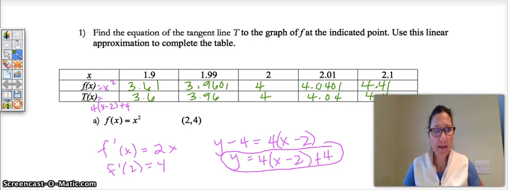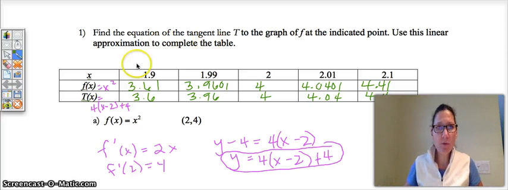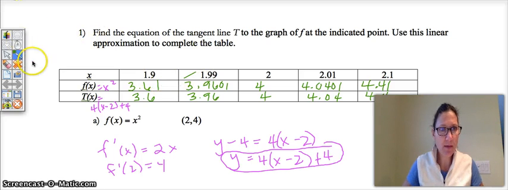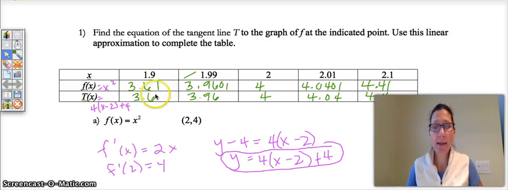All right, so I am back, and if you look at this, you should compare your values in your tables versus mine. Now, what's really interesting is, if you look over here on the parabola, the y value when x is 1.9 is 3.61, and the tangent line is 3.6. So the only difference is 1/100 of a point. So it's pretty darn good, and that's at 1.9.